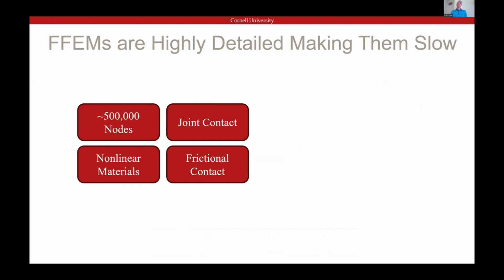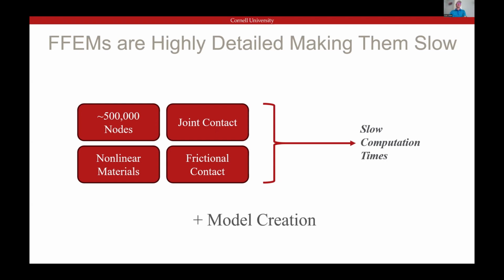Looking at why finite element models are so slow is because they're highly detailed with strong fidelity of the foot. We're talking node counts on the order of hundreds of thousands. Materials being nonlinear for the soft tissue region. Bone joints are modeled as contact regions, adding further nonlinearity to the system. And we also have frictional contact between the foot and the shoe interface. All result in slow computational times. Adding on the model creation time, these models take days, weeks to run and create.